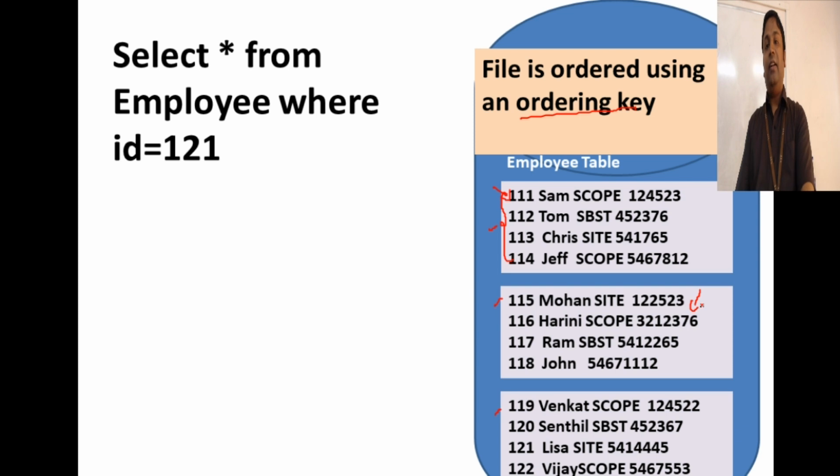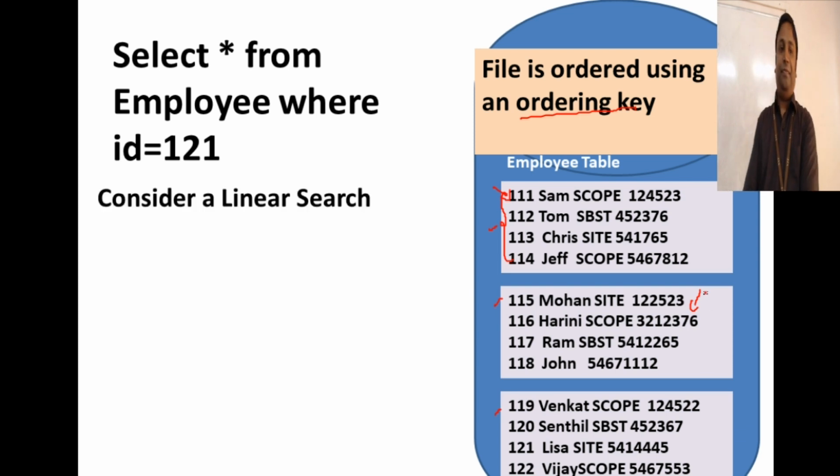Let's consider a linear search. What do you mean by a linear search? You would have learned that in your previous year courses, right? So you start from the very first record, and you search record by record to see whether there is a match. So you start with 111, 111 is not matching with 121, so you go to the next record, and the next record, you keep on searching until you get a match for your search.